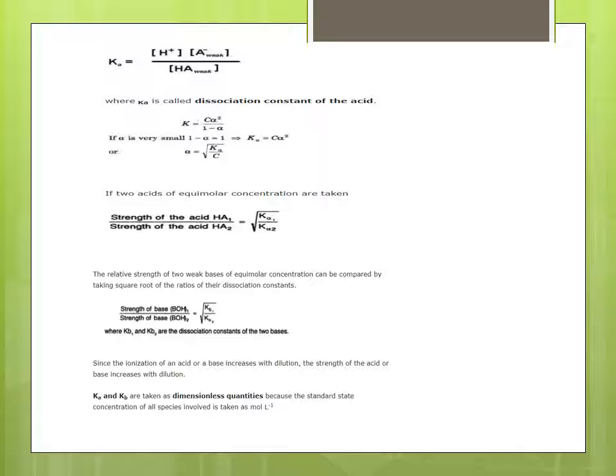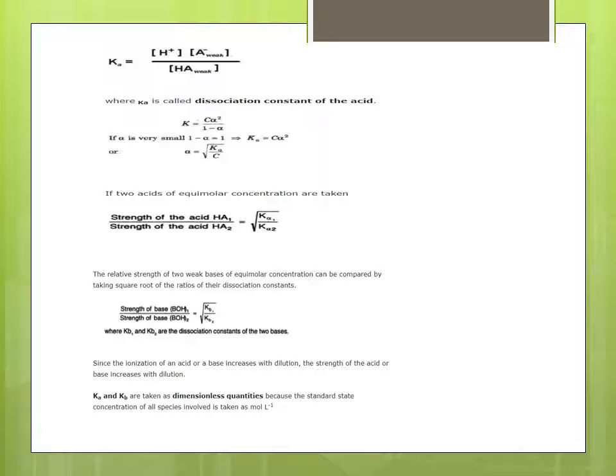The relative strength of two weak bases of equimolar concentration can be compared by taking square root of the ratios of their dissociation constants. Now strength of the base 1 and strength of the other base 2 will be the same as in case of acid, it will be square root of Kb1 upon Kb2, where Kb1 and Kb2 are dissociation constants of two bases.